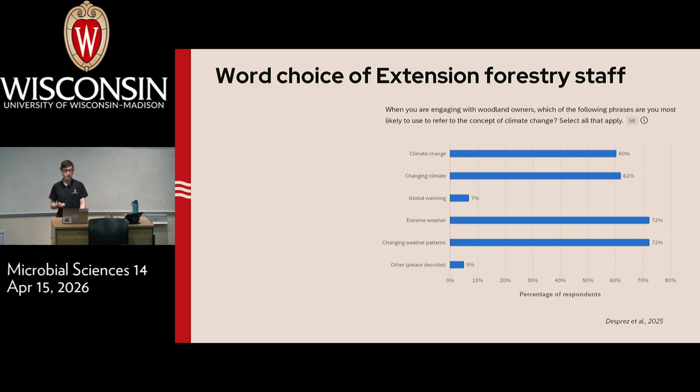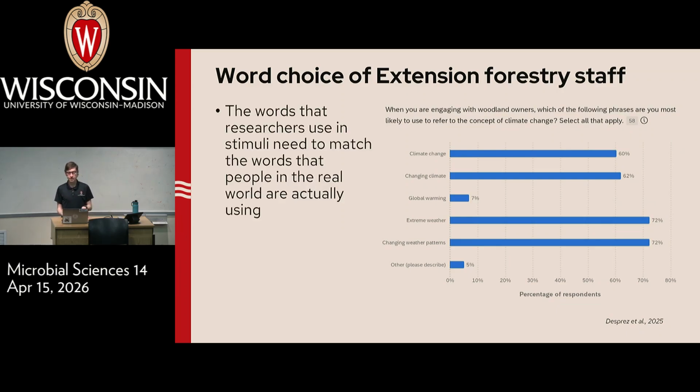So the point that I want to make for researchers here is that the words that researchers use in stimuli need to match the language that folks are actually using in the real world. So if you're researching climate change communication, and you're only using the phrase climate change, or you're only using the phrase global warming, your results are going to be hard for someone like me to interpret, because I know that the phrase people use matters, and you're not necessarily using the phrase that I'm talking about with my audience. And again, this example is specific to climate change communication, but I think you can apply this to any sort of polarized or controversial topic that's going to be referred to by different terminology by different audiences.